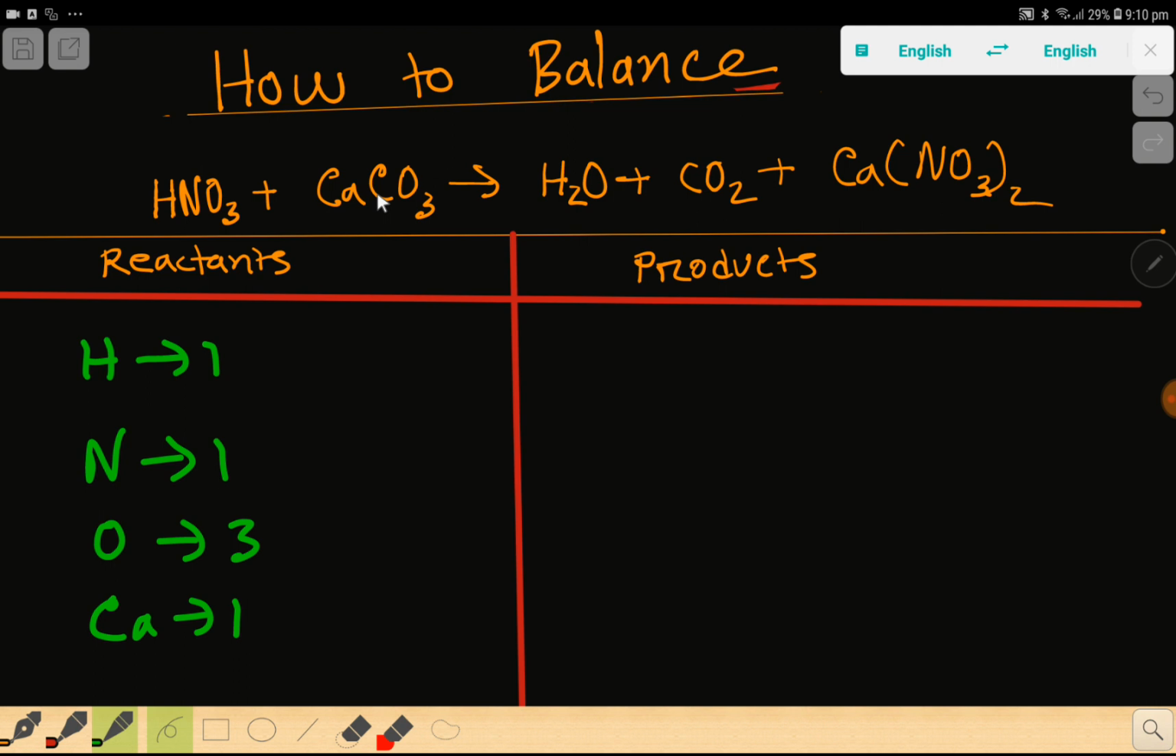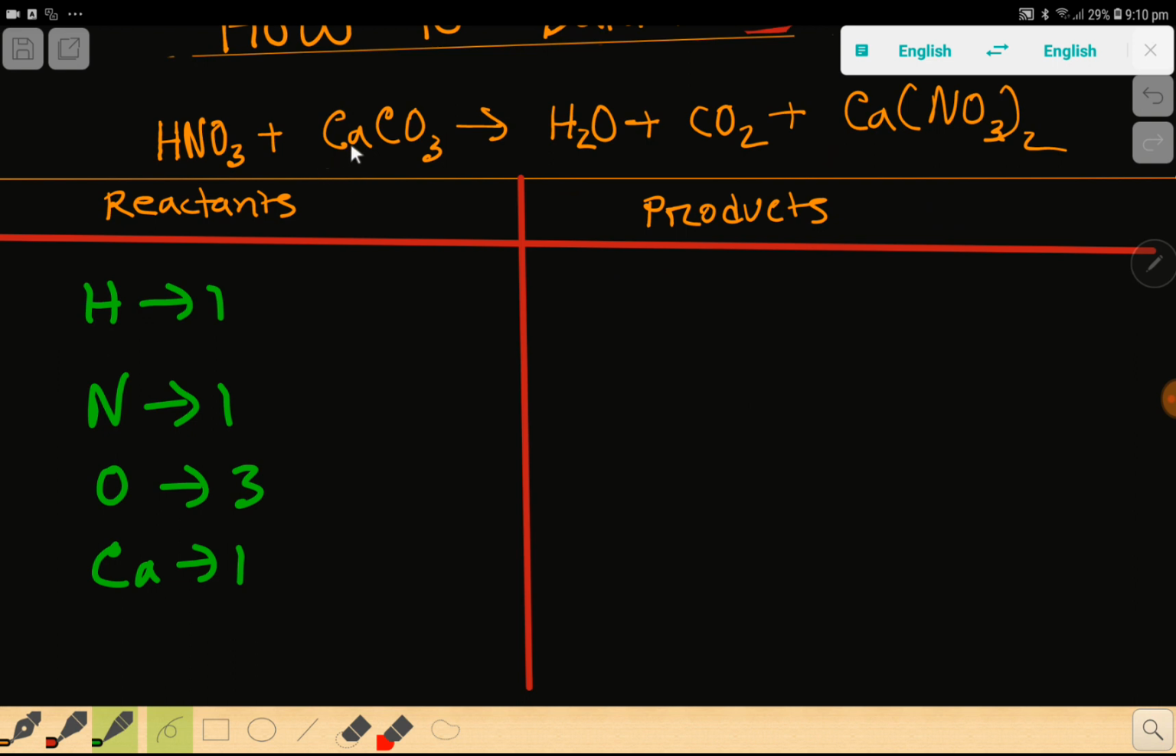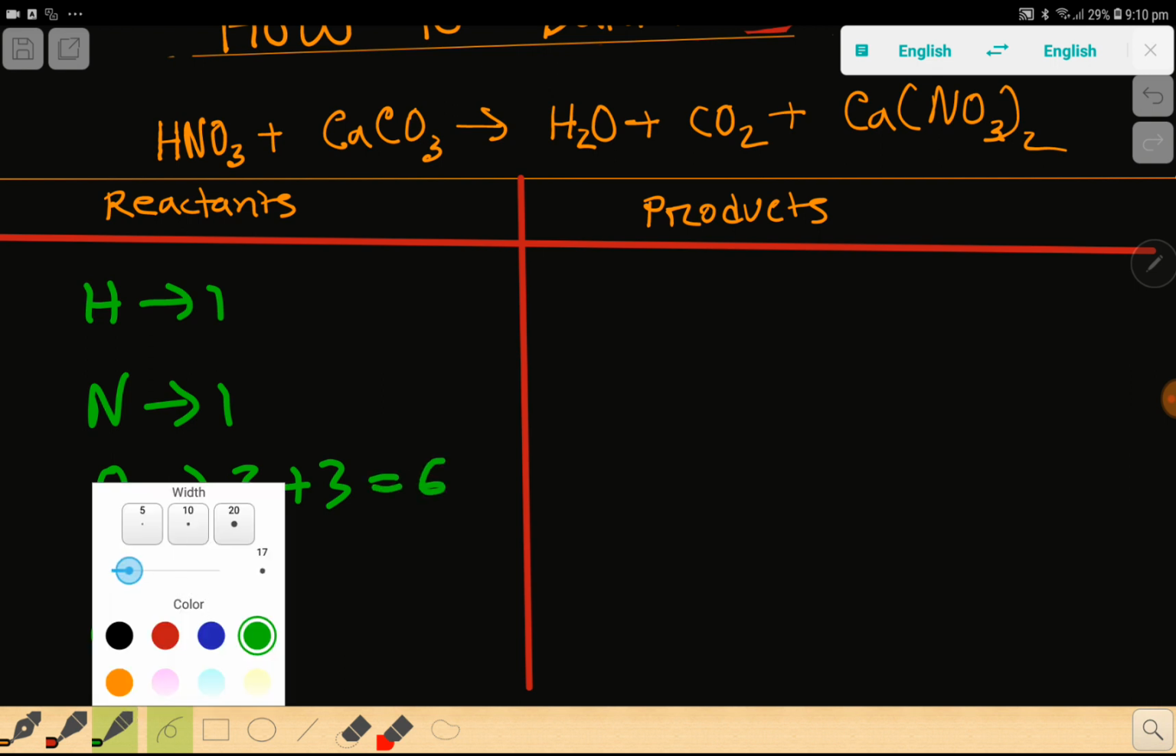Then we have carbon here, right? So the number of carbon here is 1. Then we have oxygen, which is 3. So let me add more oxygen here. So basically we are getting 6 oxygen. Okay.